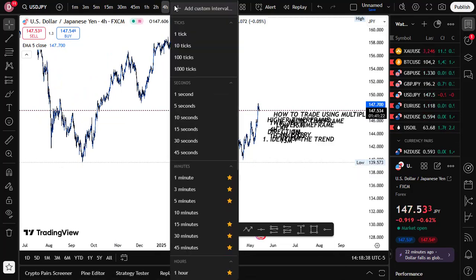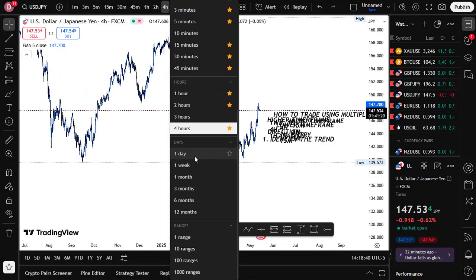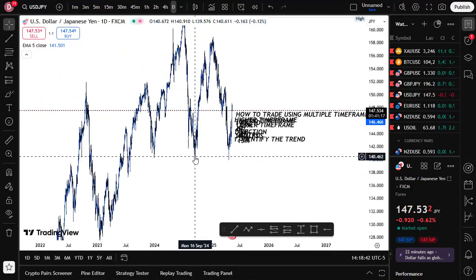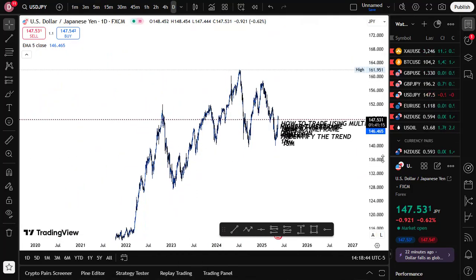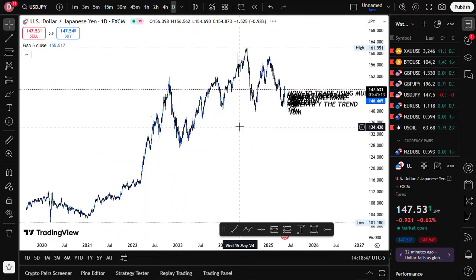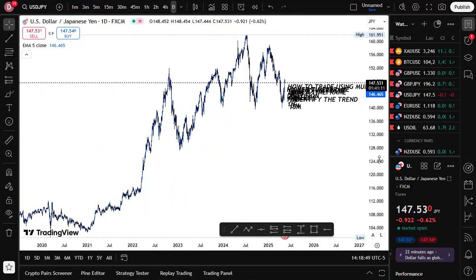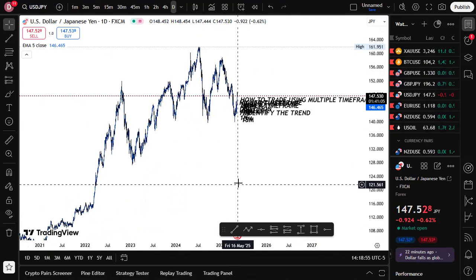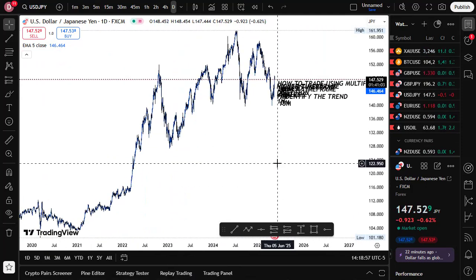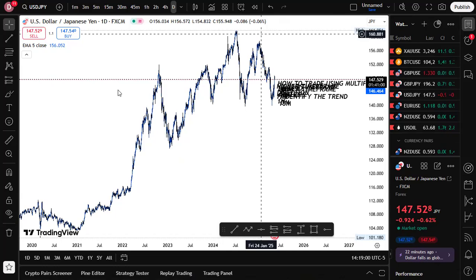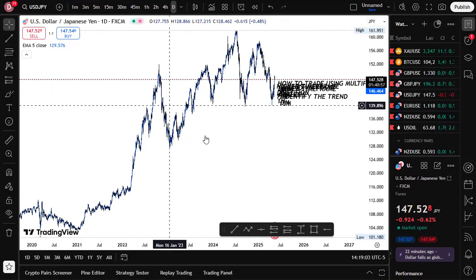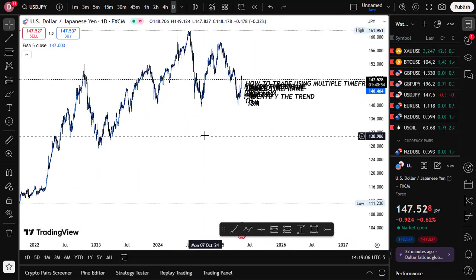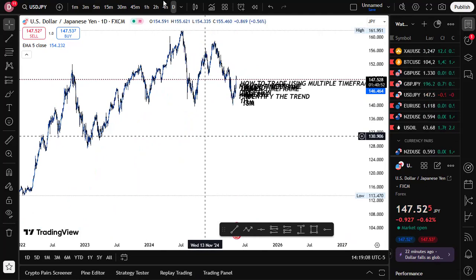If you are not clear with it, you can also move to the daily time frame. If you look at the daily time frame, the overall trend of this market is an uptrend. This is the 1 day time frame. So it's an uptrend. But now what we want to do is use the 4 hours, because I usually use 4 hours to start.